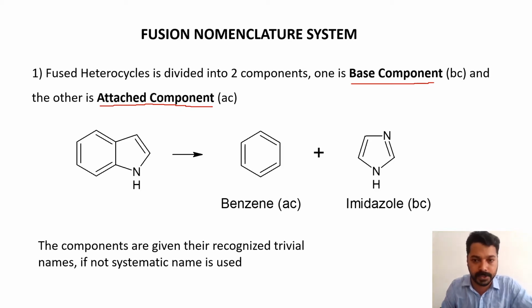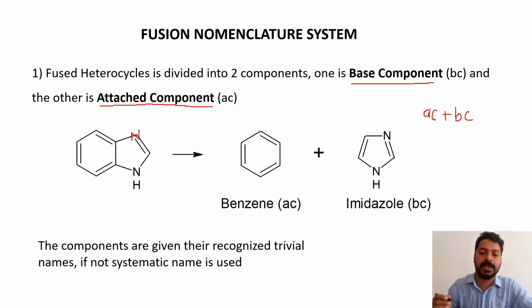For example, if you take benzimidazole, sorry, there is a nitrogen out here, we can separate it into two segments. One is benzene and the other molecule is imidazole. So imidazole is the base component. I will tell you in the next slide what the criteria for selecting the base component are. So this is the base component and this is the attached component. The name will be the combination of the attached component plus the base component. The attached component is something like a substituent for the base component.